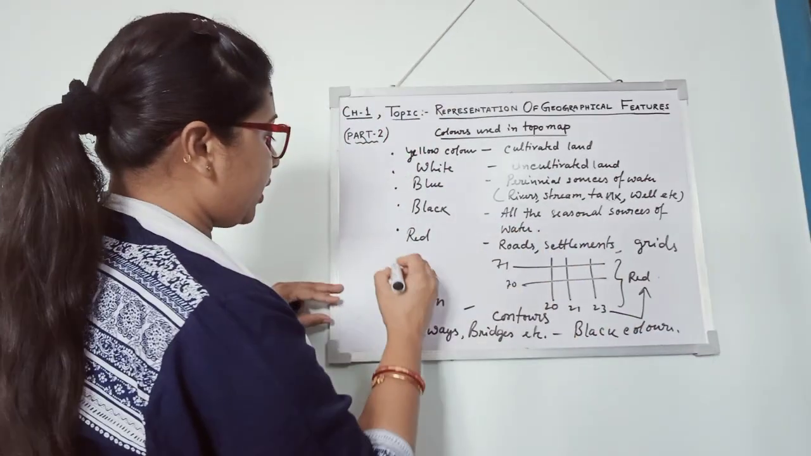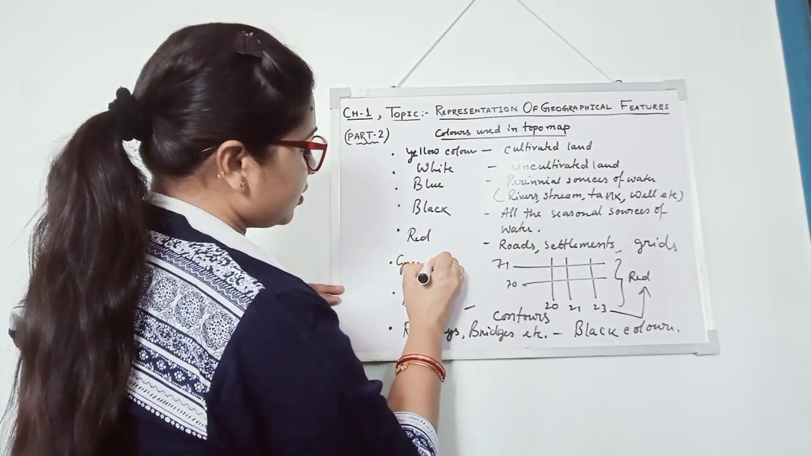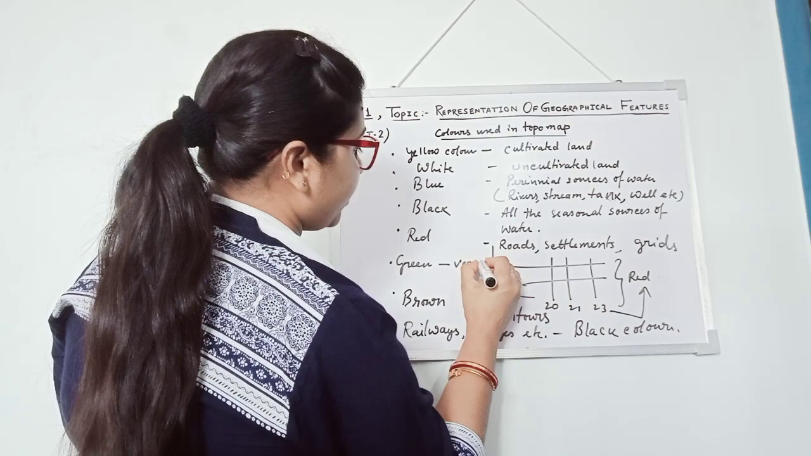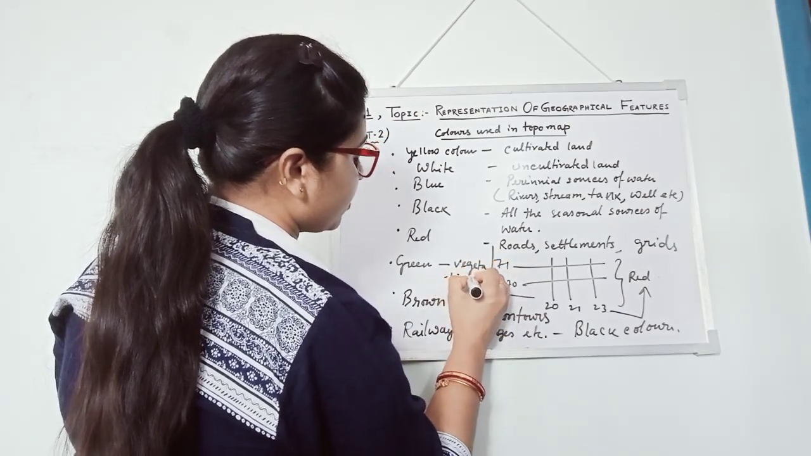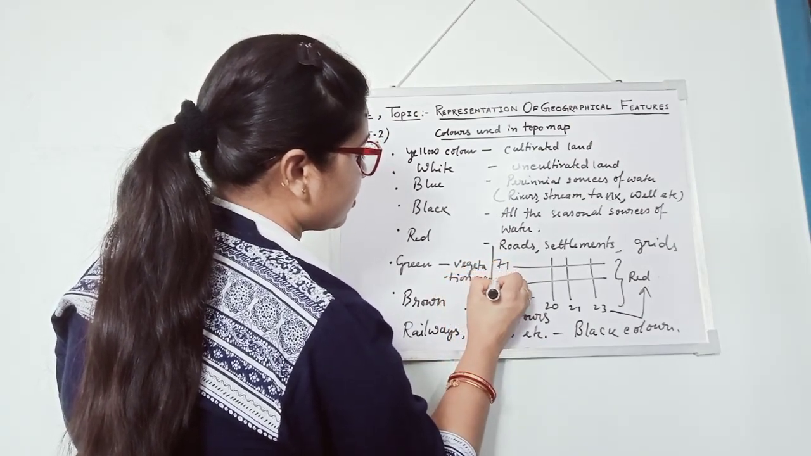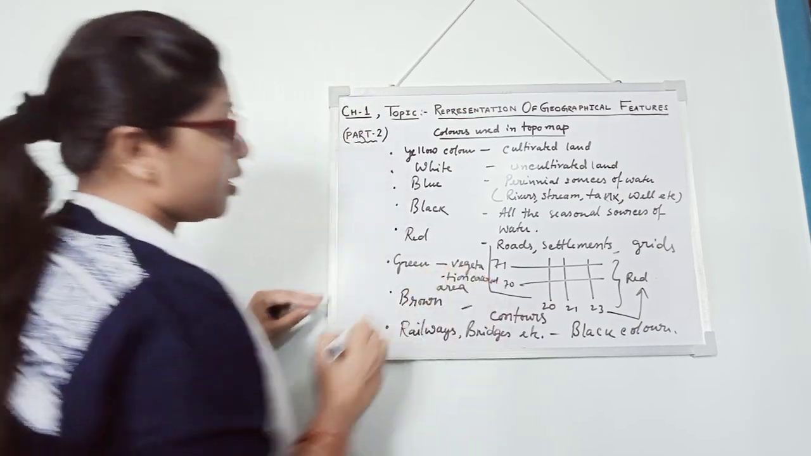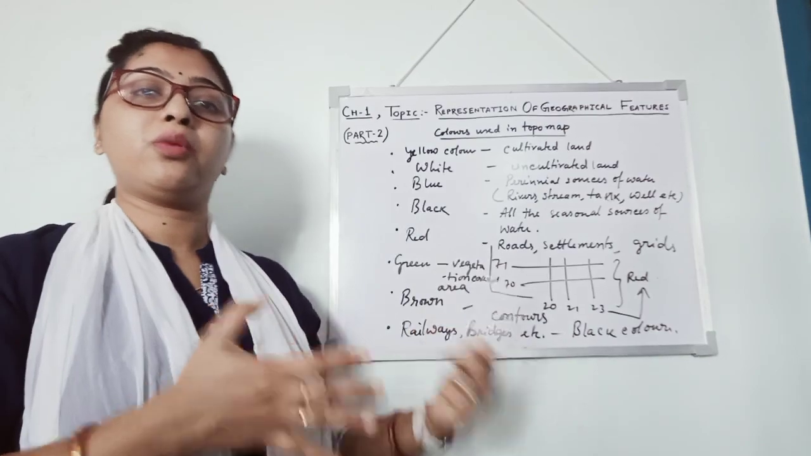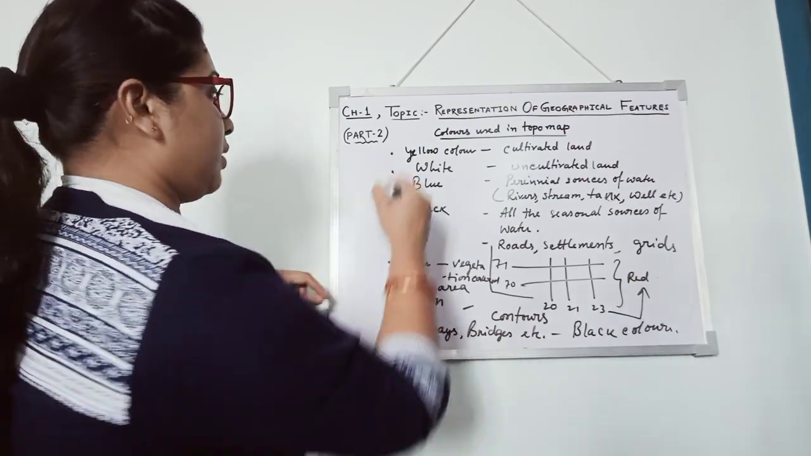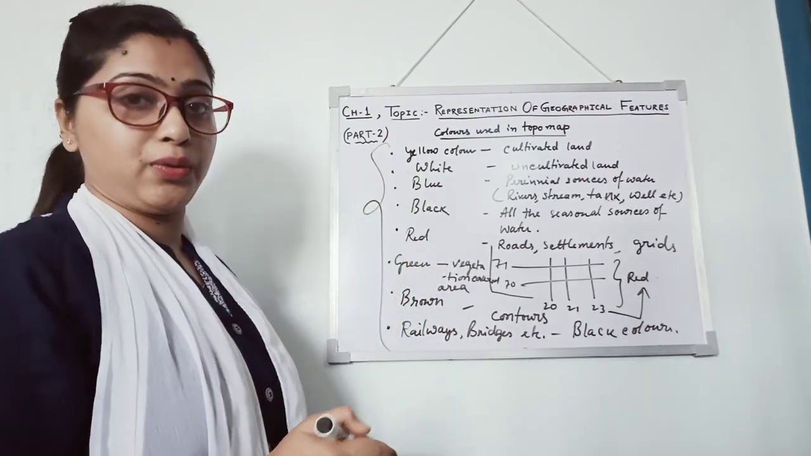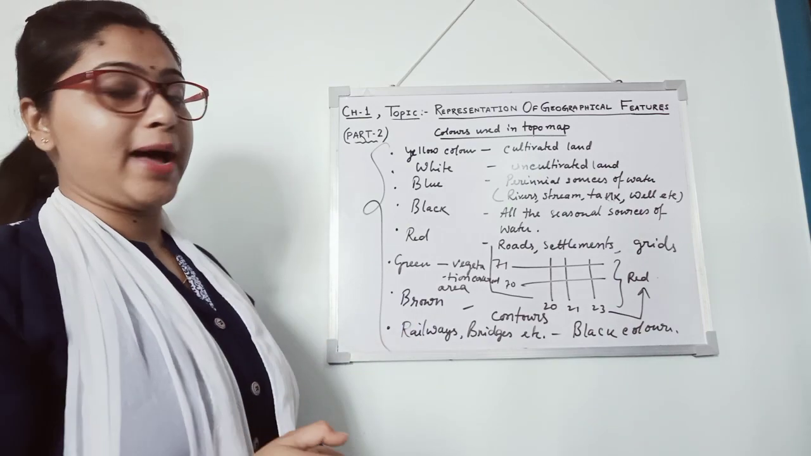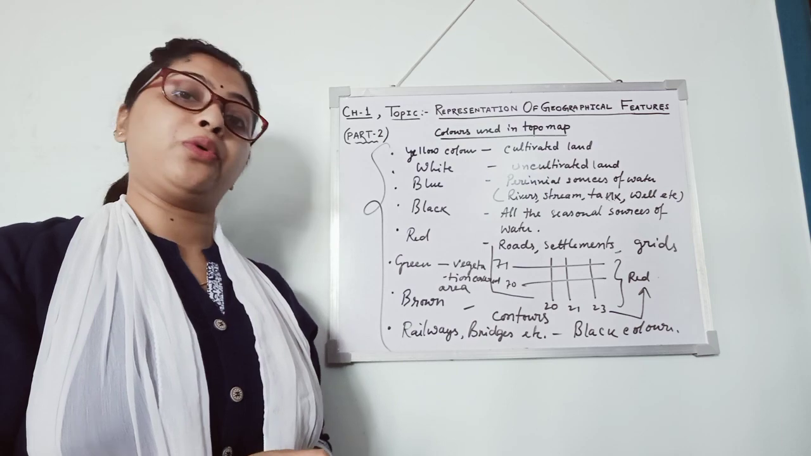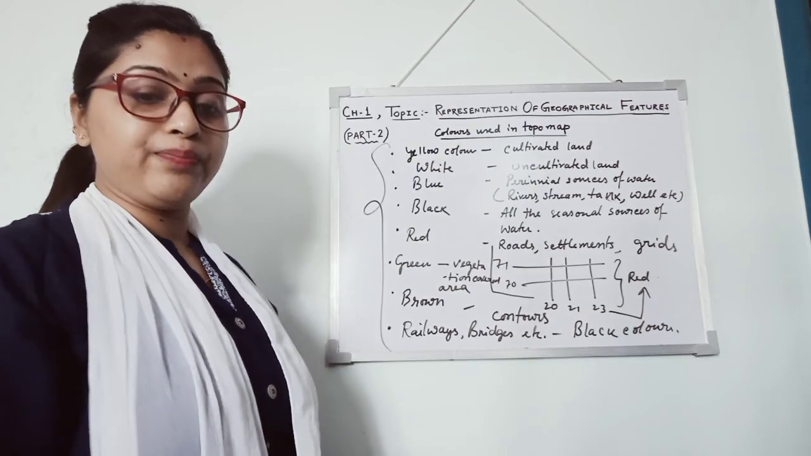And one important, that is green color, which shows vegetation covered area. Vegetation covered area can be any kind of vegetation, it can be forest or normal trees. Different colors are used in topographical maps. If you know that, you can easily study this topographical map. Is it clear, students?